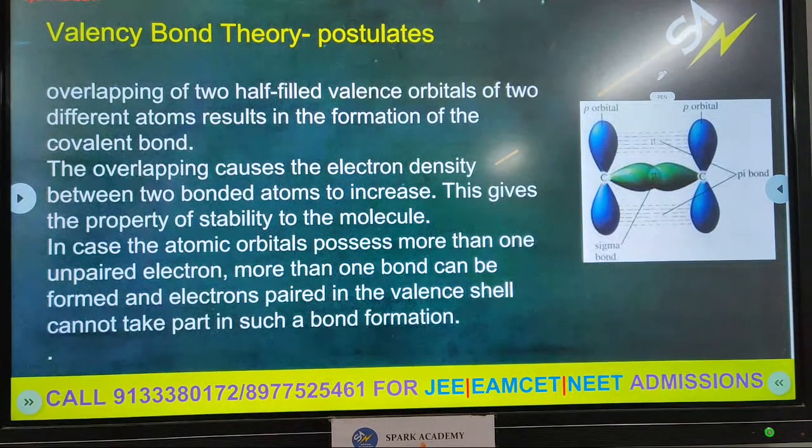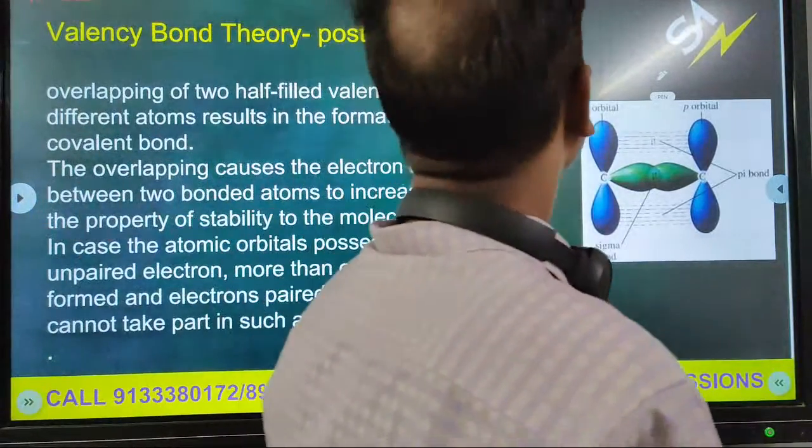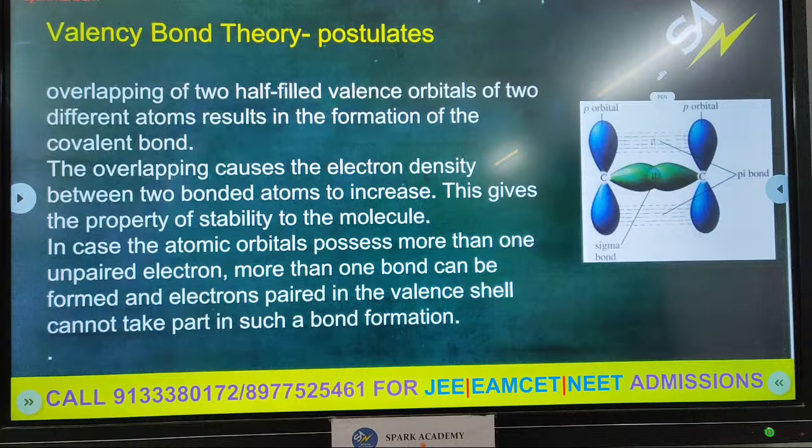So valence bond theory postulates. What type of orbitals overlap here? Overlapping of two half-filled valency orbitals. The completely filled electrons do not undergo overlap here. The half-filled valency orbitals of two different atoms result in the formation of the bond.